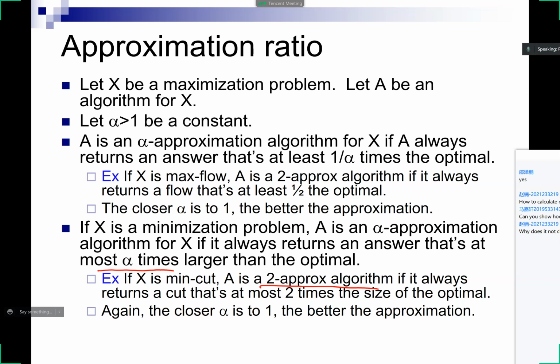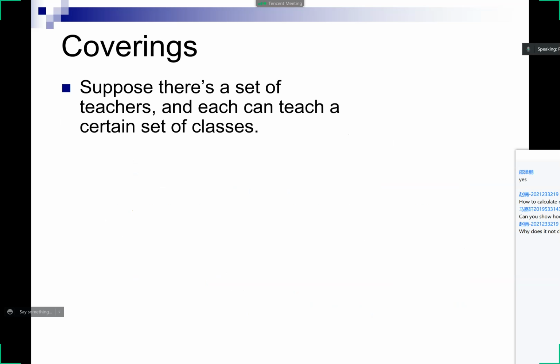So in general, we're not going to look for the optimal solution anymore. We're going to look for an alpha approximation where alpha is as small as possible. Next time we'll talk about this problem of set covering. This is an NP-complete problem, but we'll see that we can design a good approximation algorithm for this problem. Okay, any questions?